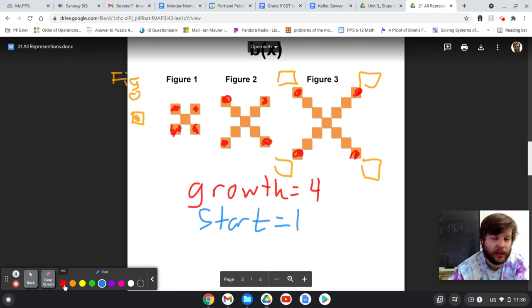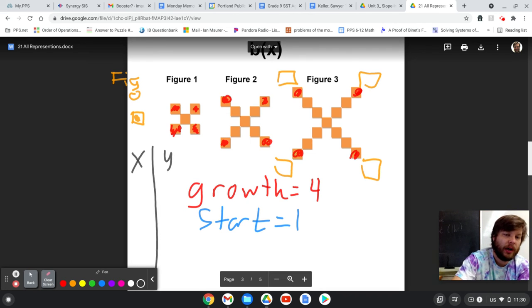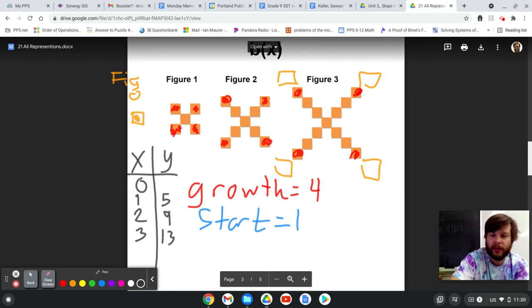So I'm going to take that information here, and I'm going to make a little table, a little XY table. X is the figure number, and Y is the number of squares. So we can go 0, 1, 2, 3. There were 5 boxes in figure 1, 9 boxes in figure 2, 13 boxes in figure 3, and only 1 box in figure 0. So I hope you can see how the growth of 4 that we saw visually is showing up right there in the y values as we go plus 4, plus 4, plus 4.